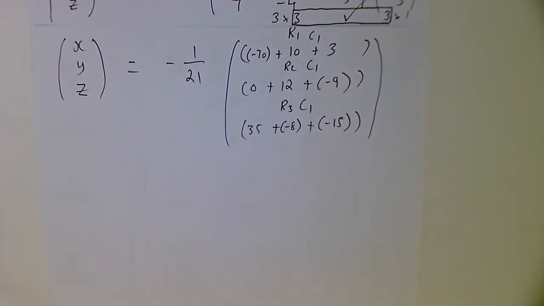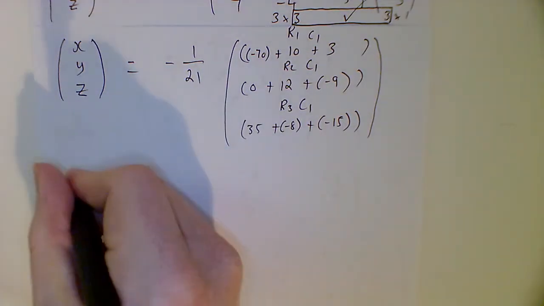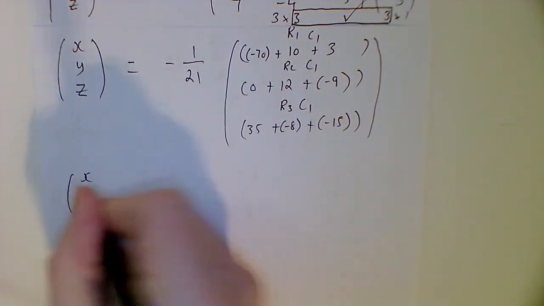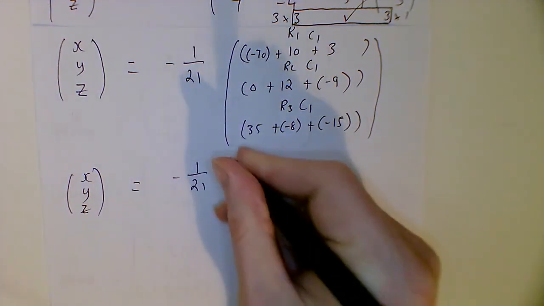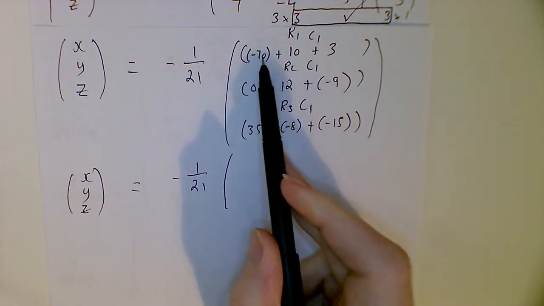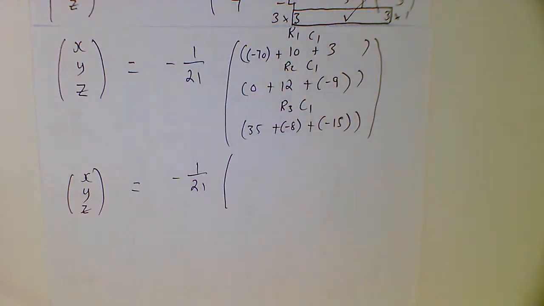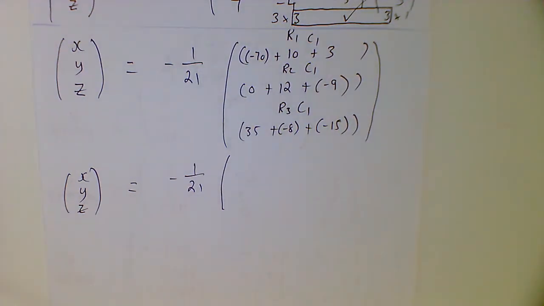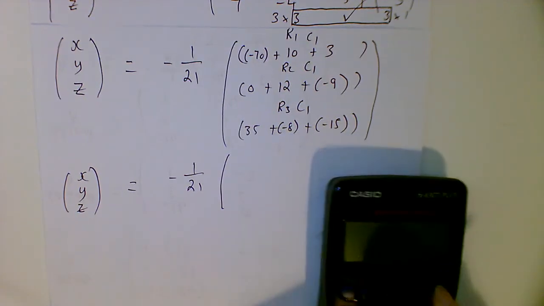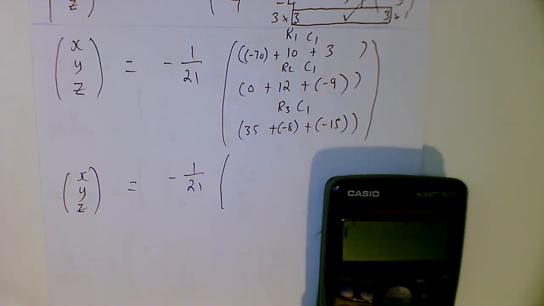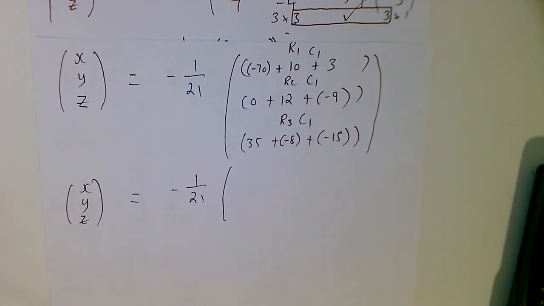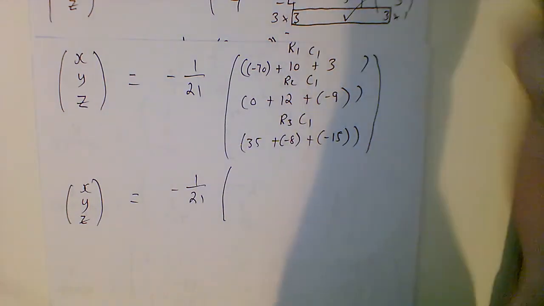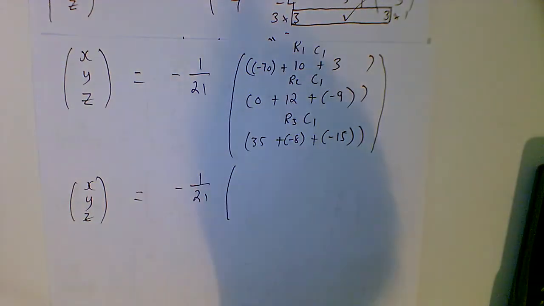Right, so here, negative 70 plus 10 plus 3 is... It's been a long day. Oh, sorry, that should be what I missed out here. Something that doesn't look right. I've copied that answer matrix down wrong from the original question. That's what's up. Right, so work that out.